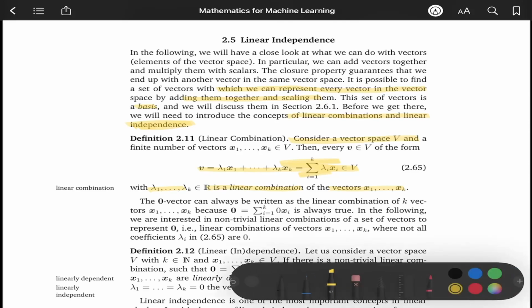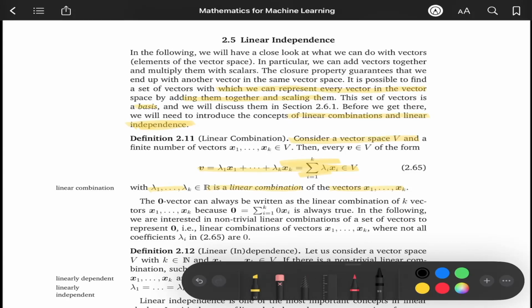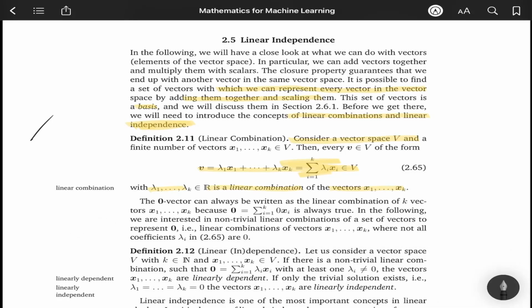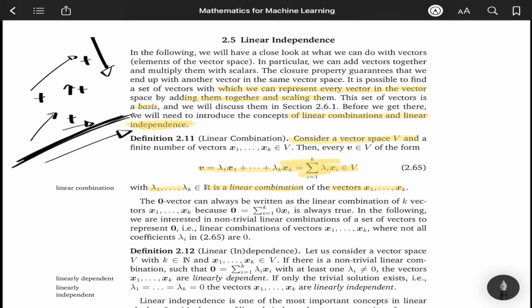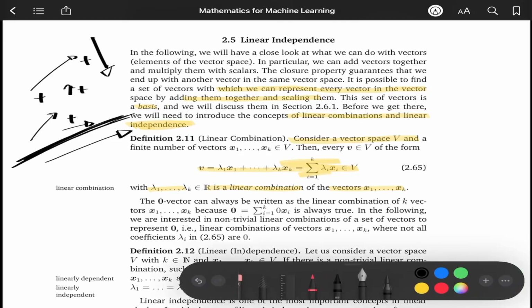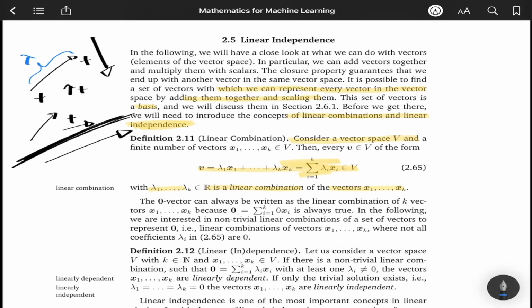So let's say you have one vector and another vector and another vector and another vector and so on, and you basically add all these vectors together. You will end up with a new vector, something like that. Now you can scale each vector. Each vector can be scaled.